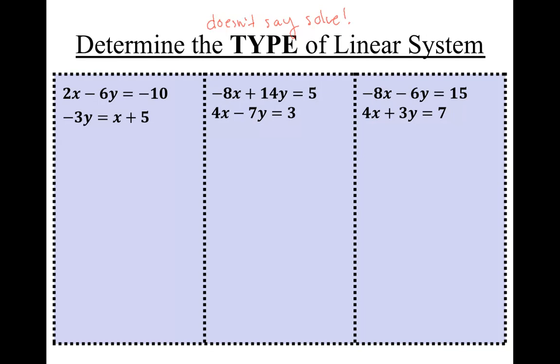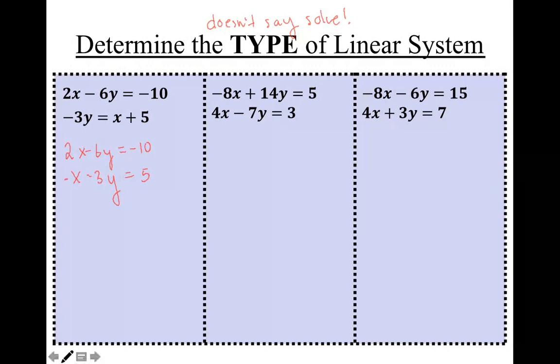We really want to look at it so that we know what the end result will be, because I just have to figure out what type of system it is. Is it independent consistent? Is it dependent consistent? Or is it inconsistent? So I'm going to start by rearranging this. So I've got 2x minus 6y equals negative 10. And then I've got, nope, I guess that's going to be negative x minus 3y equals 5.